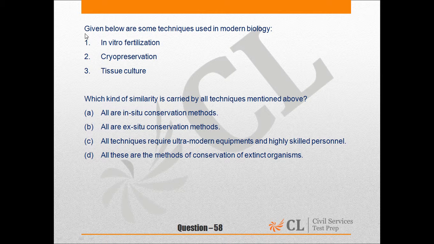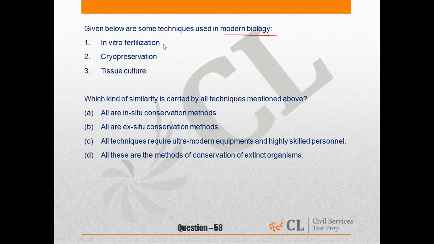Question number 58. Given below are some techniques used in modern biology. Number 1, in vitro fertilization. Number 2, cryopreservation. And number 3 is tissue culture. Which kind of similarity is carried by all these techniques mentioned above?